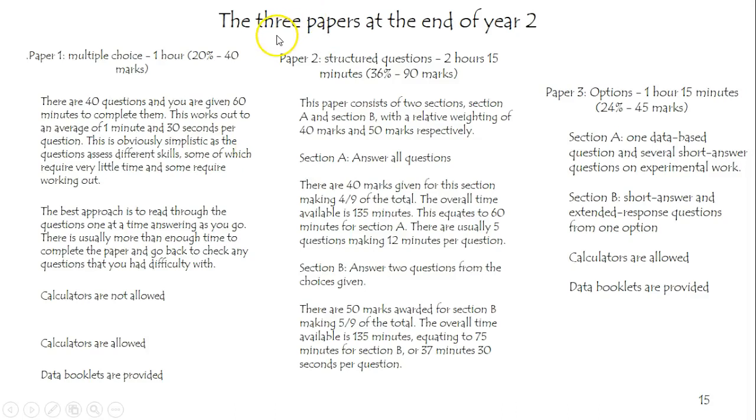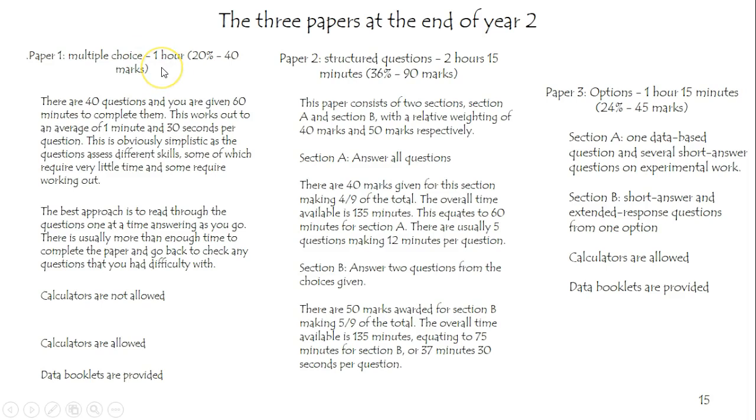Here's a look at the three papers that all IB chemistry students will complete at the end of year two. Recall, this is 80% of your final assessment. The other 20% is the 6 to 12 page research paper based on some independent research. Okay, so there's three papers. The first paper is a multiple choice examination. It's an hour long. It's 20% of the assessment and it's 40 marks.